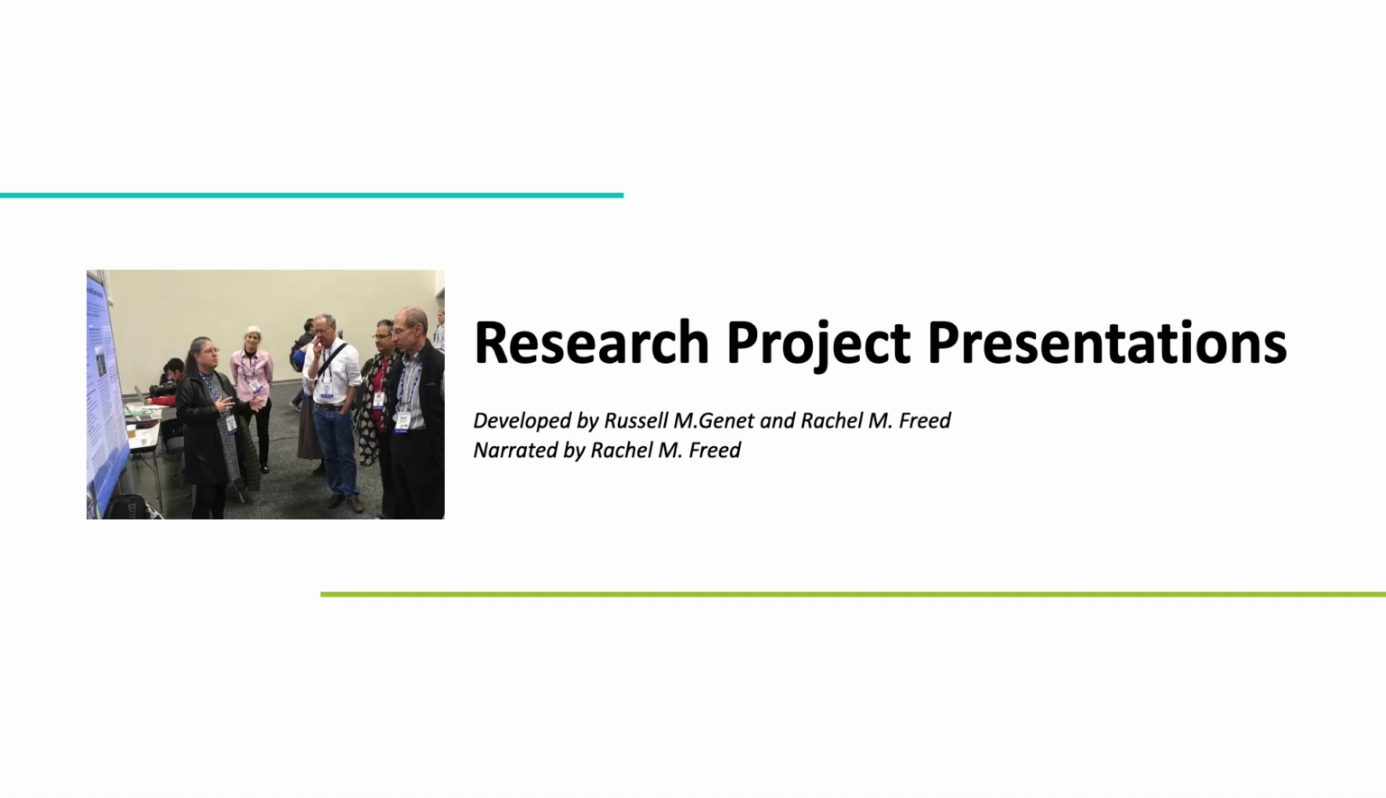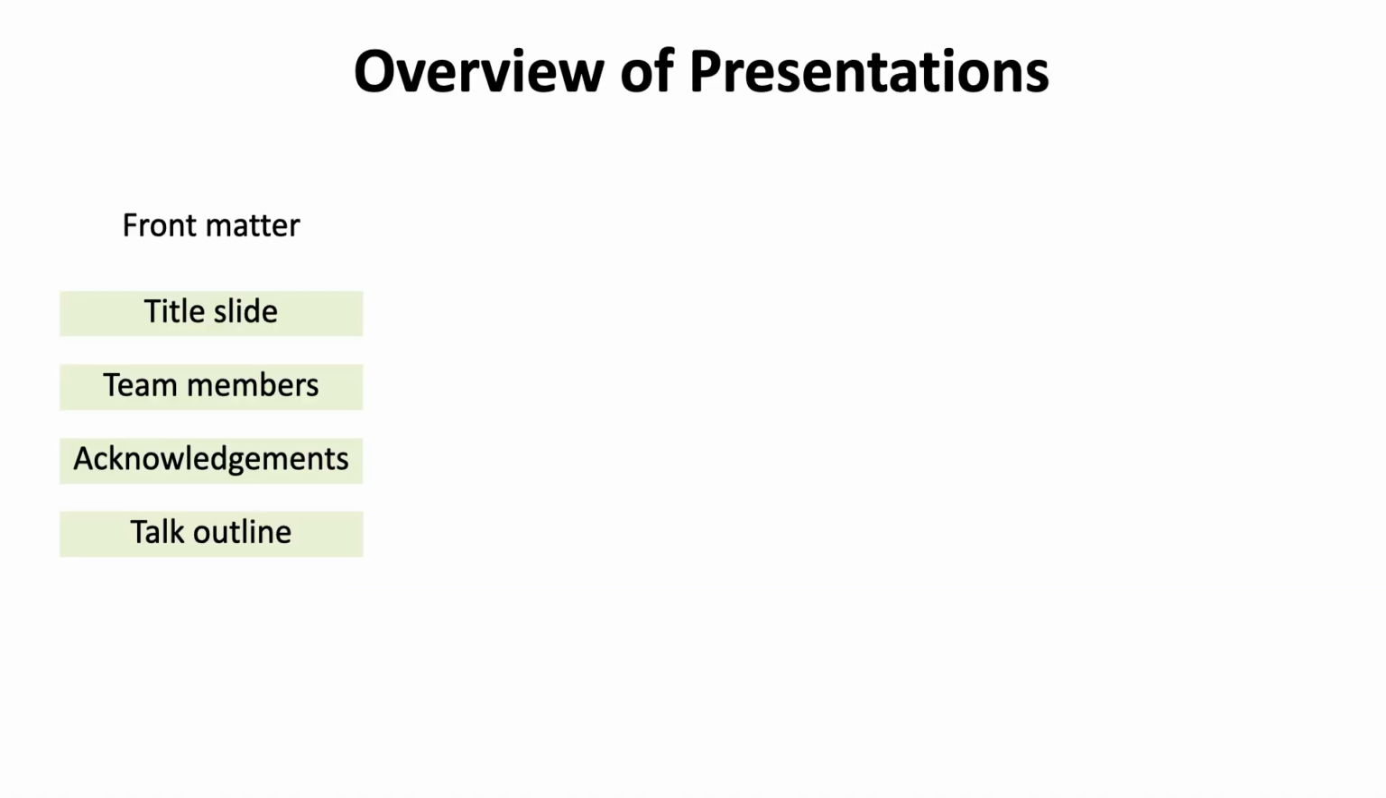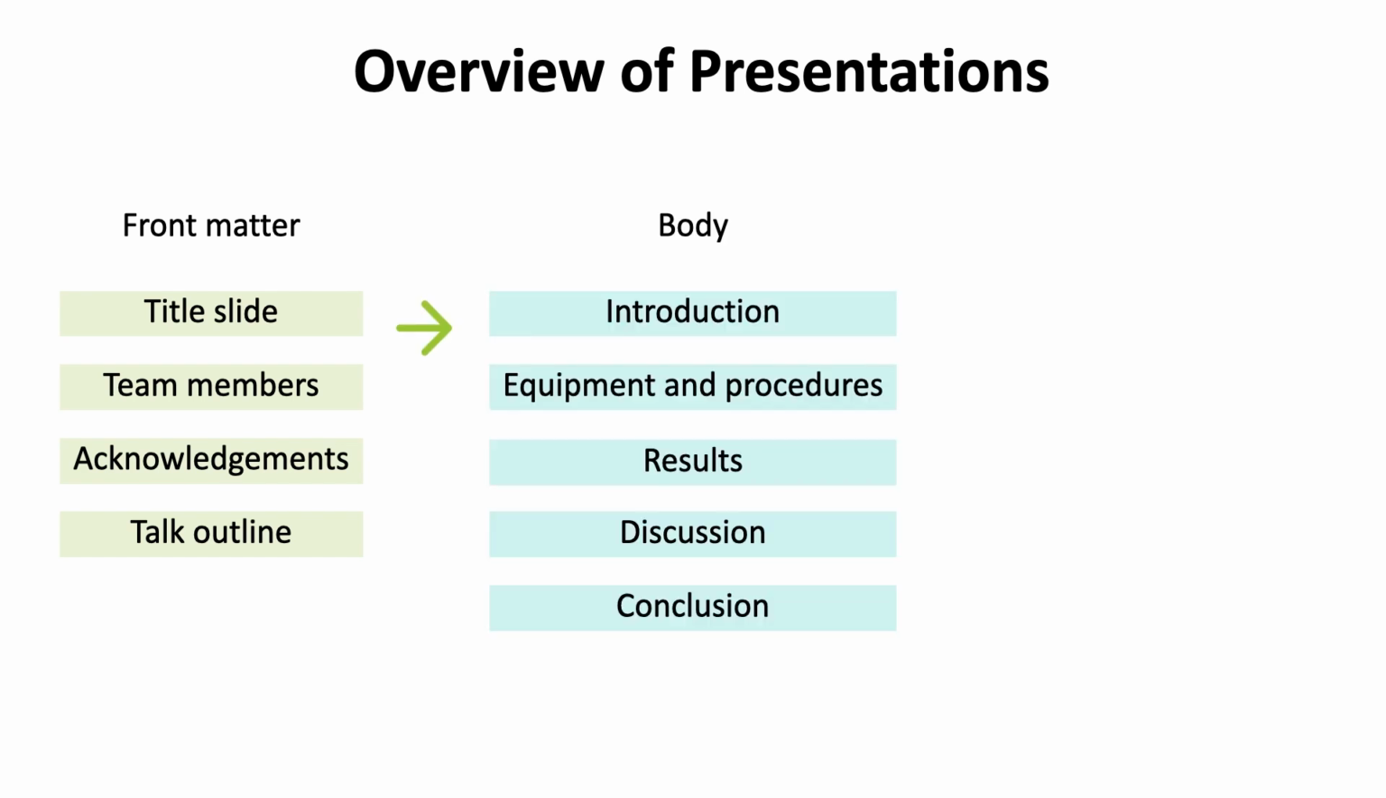The body of a research paper and presentation can be the same, but the front and end matter are somewhat different. The front matter in a briefing typically consists of a title slide, list of team members, acknowledgments to others who supported the research, and perhaps a talk outline, which is optional. This is followed by the body of the talk, which is identical in outline to the research paper, but with some differences in emphasis and detail.